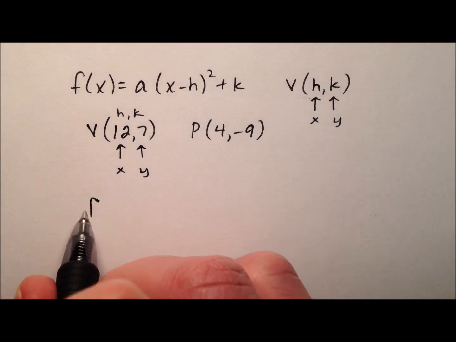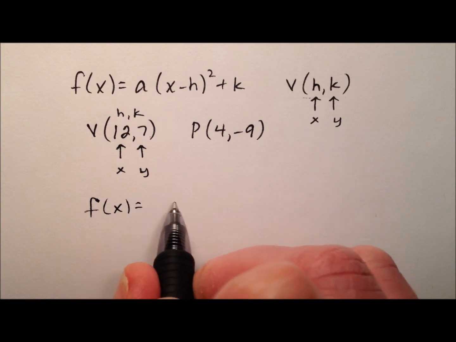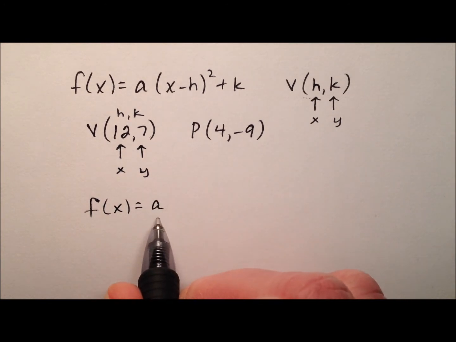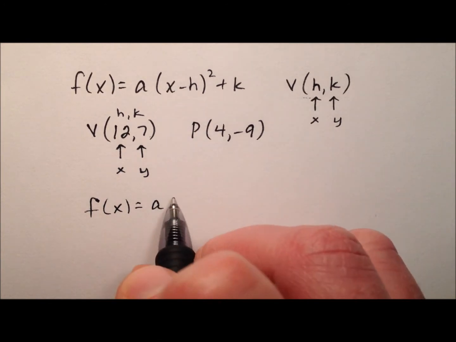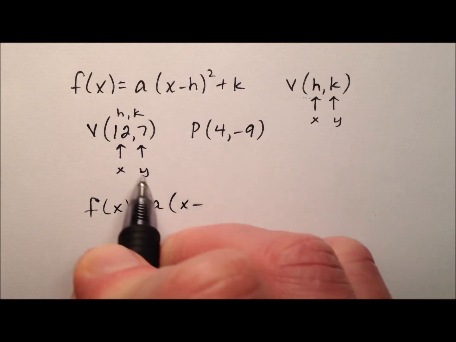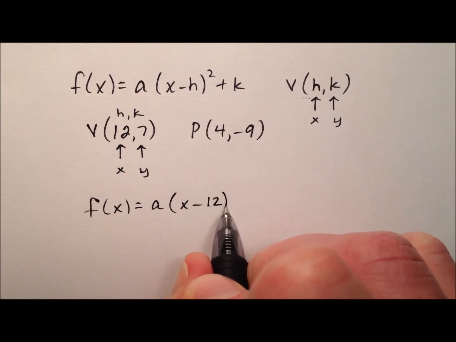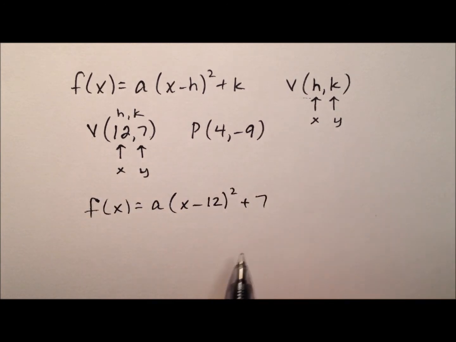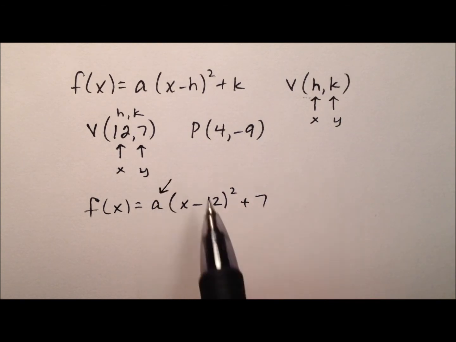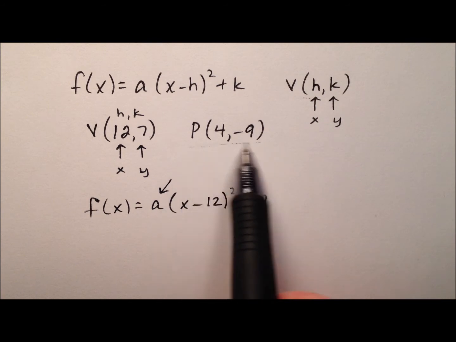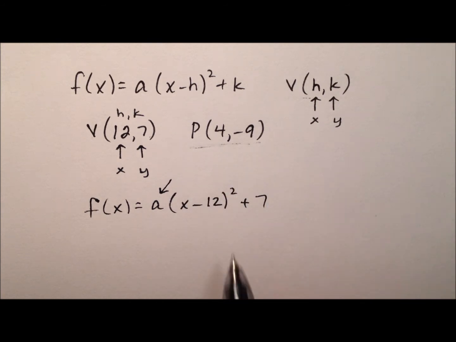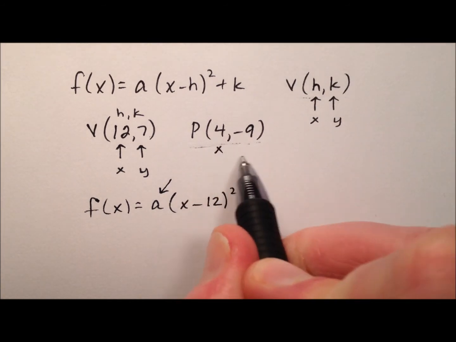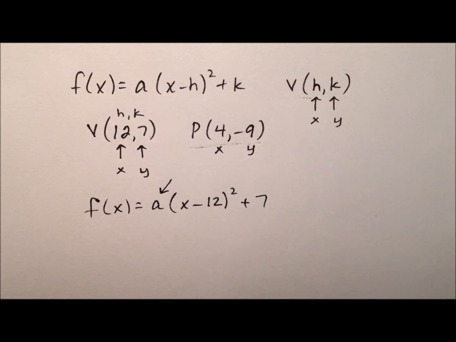So let's go ahead and plug in everything I have right now. We don't have the a value yet. We're going to solve for that here in a moment. But we do know that it's x minus our h value of 12, squared, and then plus our k value of 7. Okay, so in order to solve for this a, that's where this other ordered pair is going to come into play. We know that the 4 is the x-coordinate and the -9 is the y-coordinate.